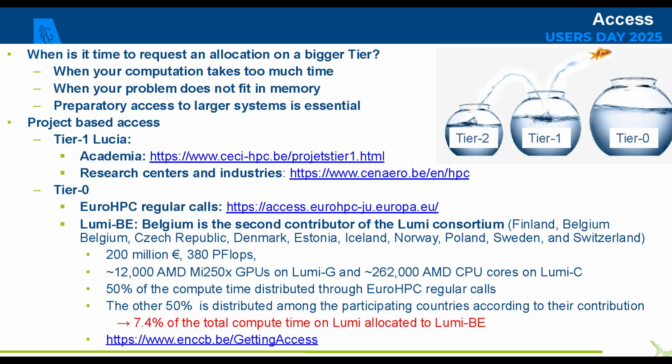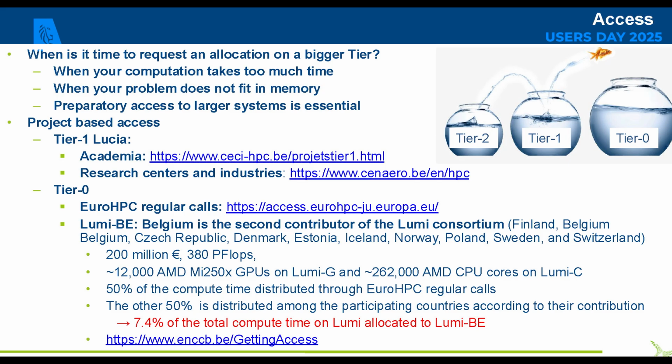And for this, you have preparatory access to larger systems, which is extremely essential. You really need to take this opportunity to test your code and identify bottlenecks that you will encounter later. So for production simulation, the access is granted based on a project proposal. So on the tier 1, I will talk about Lucia because I'm more familiar with it. Academia can address their proposal to CC. You just need to be a member of one of the Walloon universities. And research centers and industry can address directly their proposal to Cenaero and we will handle them.